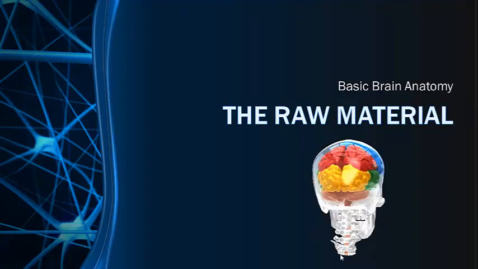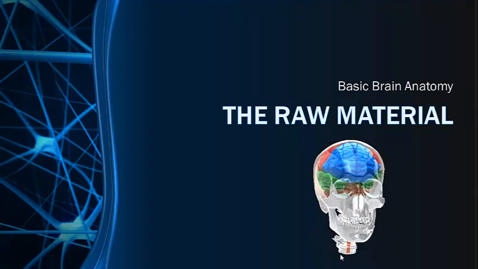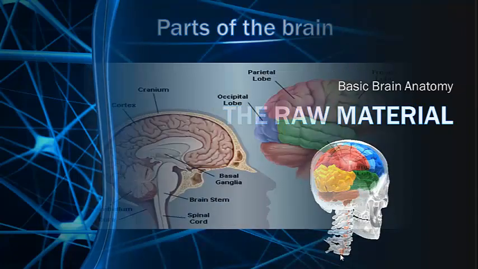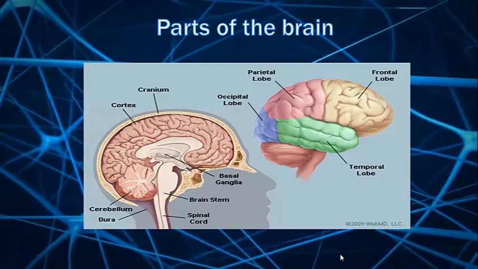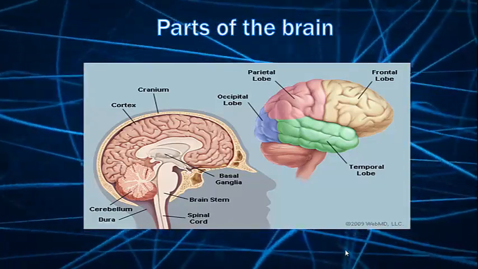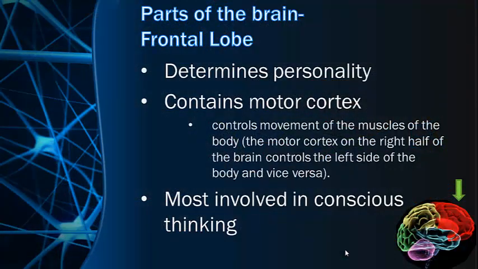Before we really look at the brain, we need to study its basic raw material, or its anatomy. There are various parts of the brain, and we will look at some of them a little closer. The frontal lobe of the brain actually determines personality. It contains the motor cortex, and it is most involved in actual conscious thinking.